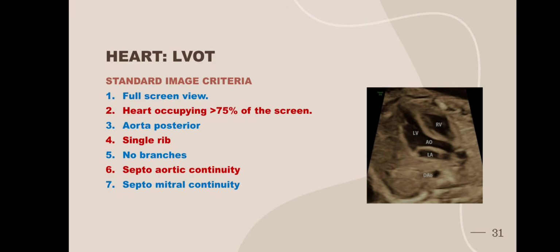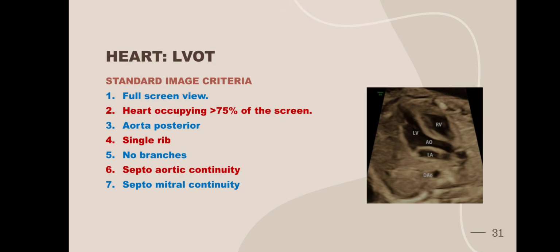Come to the LVOT view. After obtaining a satisfactory four-chamber view, sweep cephalad to visualize the left ventricular outflow tract. The aorta should arise smoothly from the left ventricle with uninterrupted septo-aortic continuity. The vessel should appear as a single vessel without branching. The view confirms the normal connection between the left ventricle and the aorta.